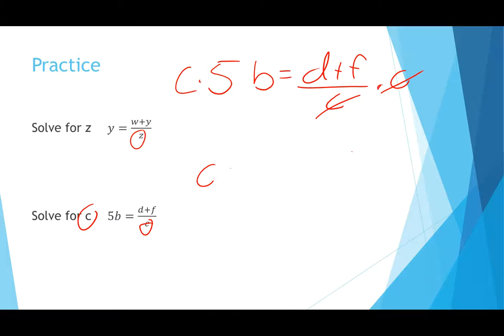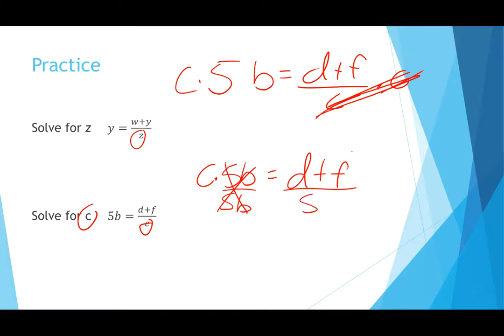So we'll have c times 5b on the left. And on the right, the c is gone, so it's just d plus f. Now, because I'm still trying to solve for c, I need to get rid of 5b. 5b is getting multiplied to c, so if I divide by 5b, then I'll cancel it out. So I'll divide both sides by 5b, and I'll have c equal to d plus f divided by 5b.